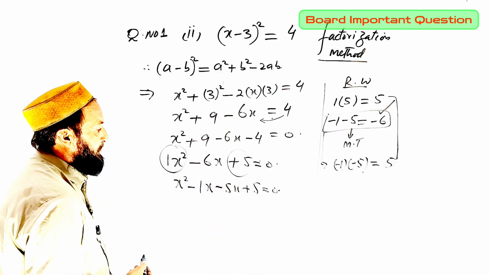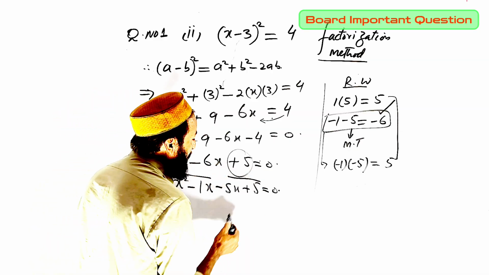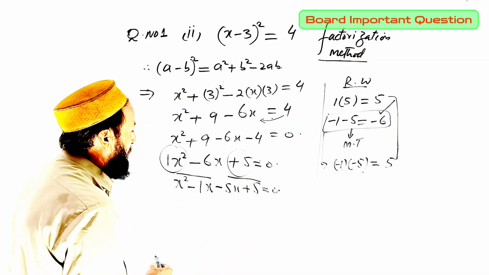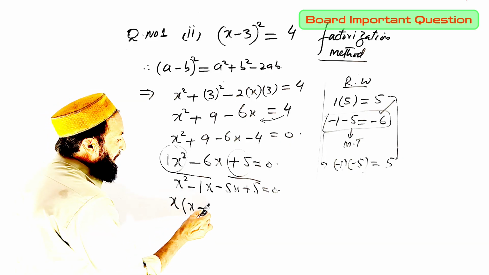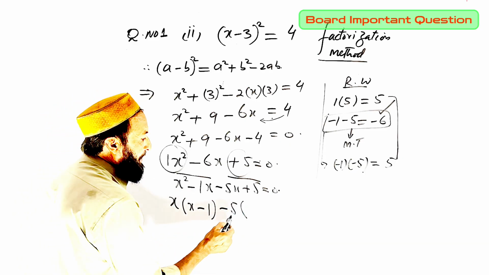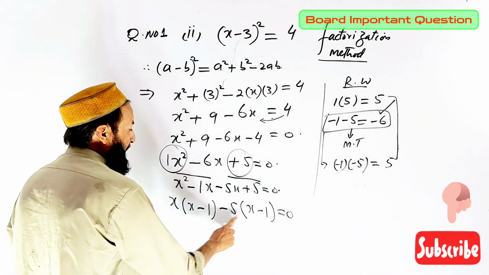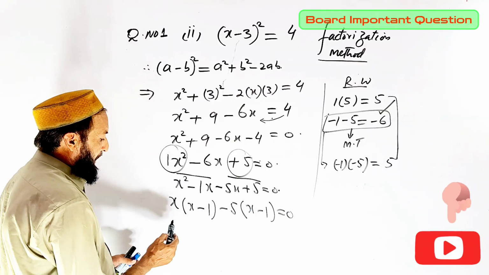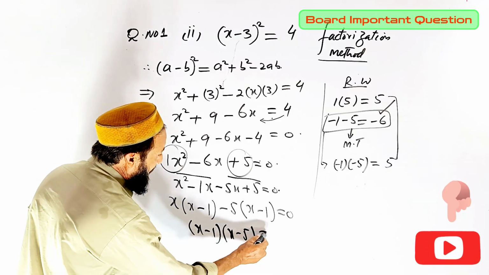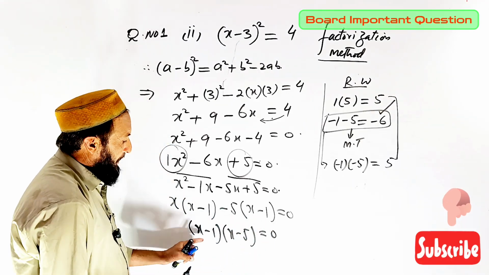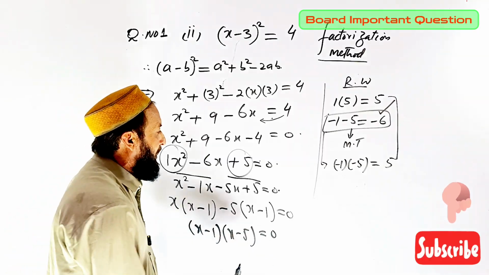Now we have 4 terms; the first and second make the first pair, and the third and fourth terms are the second pair. Taking common from the first pair, x is common and x minus 1 is remaining, and here 5 is common, x minus 1 is remaining, equal to 0. Both pairs are the same, so we take just one, x minus 1, and the other x minus 5 is equal to 0. It means x minus 1 is equal to 0 and x minus 5 is equal to 0.